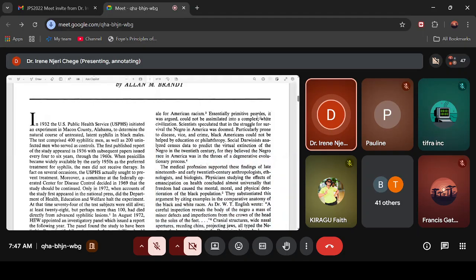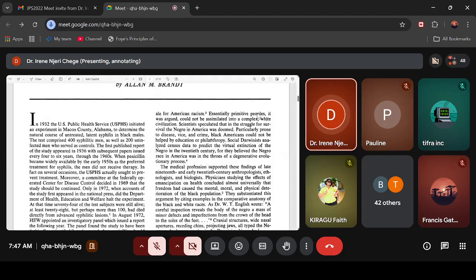So in 1923, there was this public health department in the US in a place called Alabama. They decided to determine the natural cause of untreated latent syphilis in Black males. So they tested 400 men who had syphilis and 200 men who did not have syphilis, as a control.